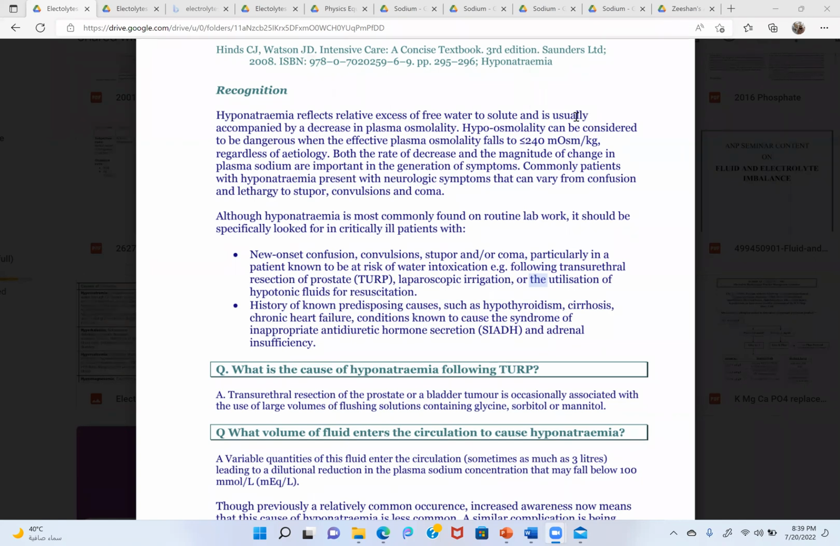Gynecological TURP. Yes. Sir, oxytocin. No, no. Sir, in laparoscopic gynecological procedures, as in TURP, hyponatremia can occur, fluid overload can occur.